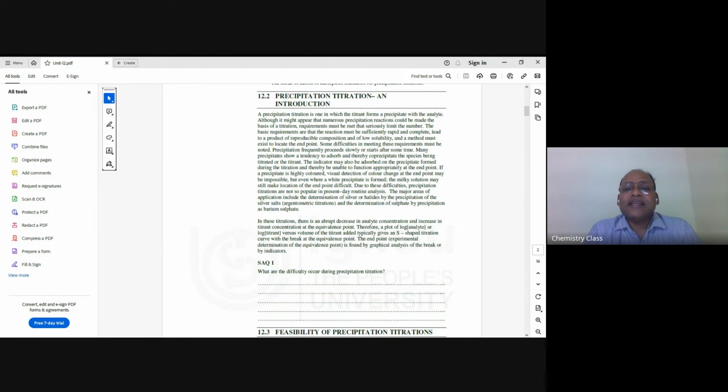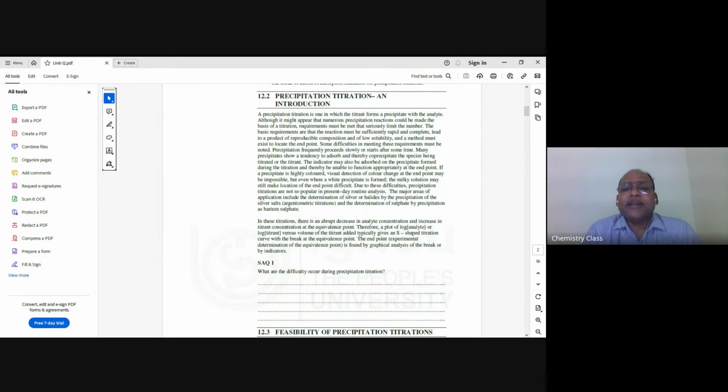The basic requirements are that the reaction must be sufficiently rapid and complete, and that a suitable means exists to locate the endpoint. Some difficulties in meeting these requirements must be noted. Precipitation frequently proceeds slowly and starts after some time. As you know, precipitation will not form immediately. After a few seconds, or 1 minute, or 2 minutes of time, precipitation will start.